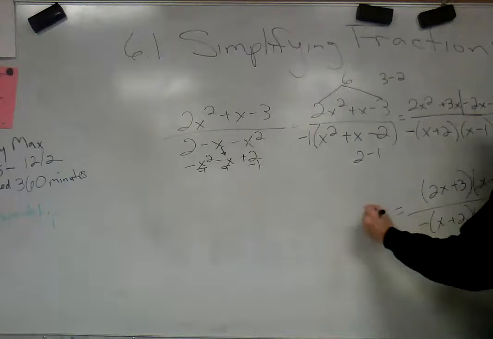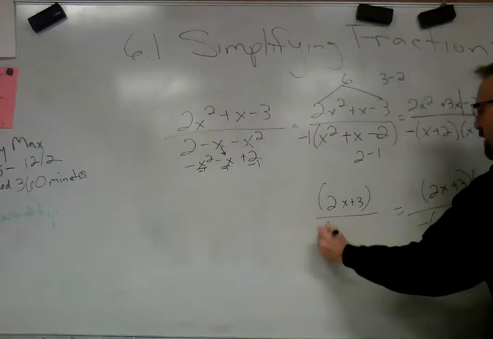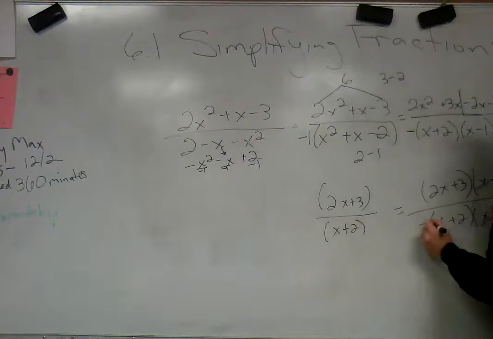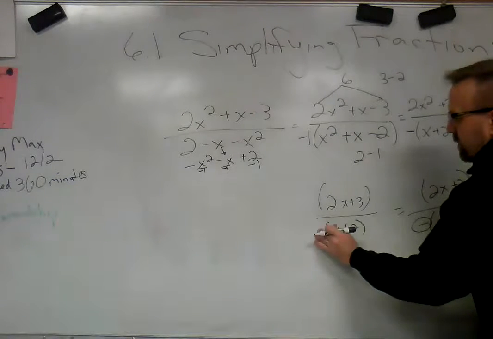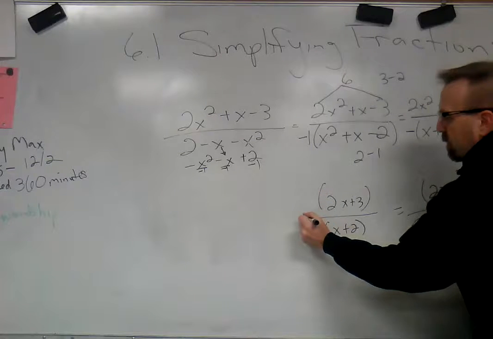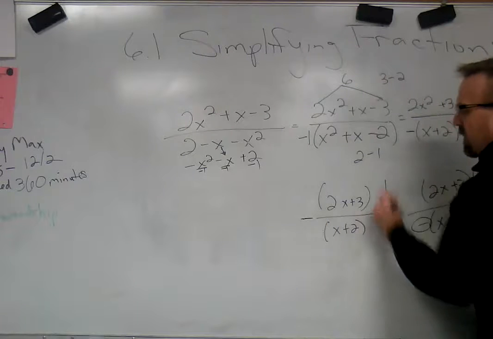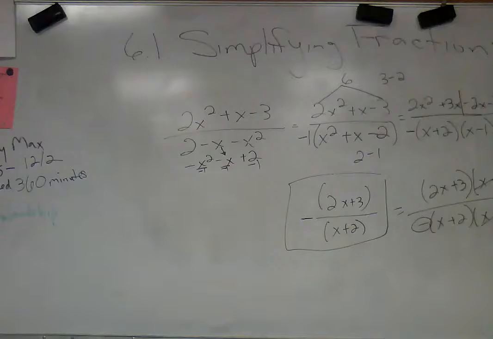So now what we're left with is 2x plus 3 over x plus 2, but we cannot forget the negative. We can leave this in any one of 3 places. We can leave it here, we can leave it here, but the most often place that people would leave it would be right there in front. So if you have it, put it in front of your fraction. It's kind of like saying if you had negative 1/2, we could write it as negative 1 over 2, or 1 over negative 2, but most likely it would just be negative 1/2.